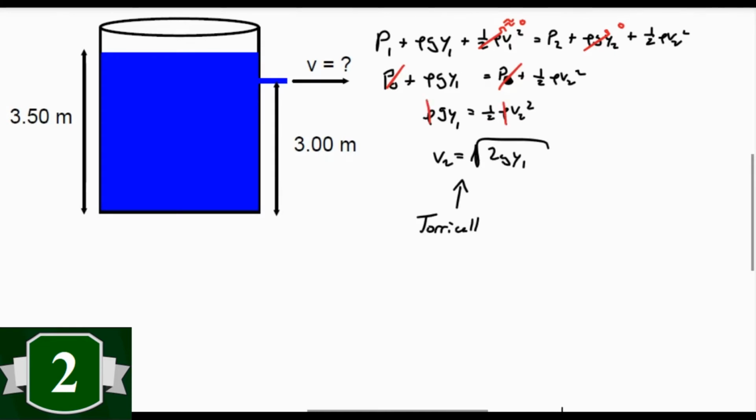This is Torricelli's theorem. We plug in and we get 3.13 meters per second, the free fall velocity of something that would have fallen 1/2 meter.